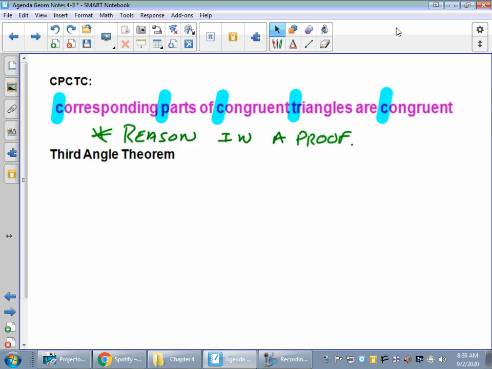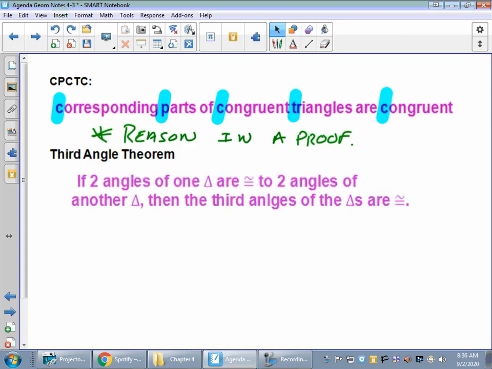The third angle theorem, and this one should make a little bit of sense too. If you have two angles of one triangle congruent to two angles of another triangle, then the third angles of the triangles have to be congruent. So if you knew two angles of one triangle and the two angles of the other triangle are congruent, well then their third angles have to be congruent because they have to add to 180.